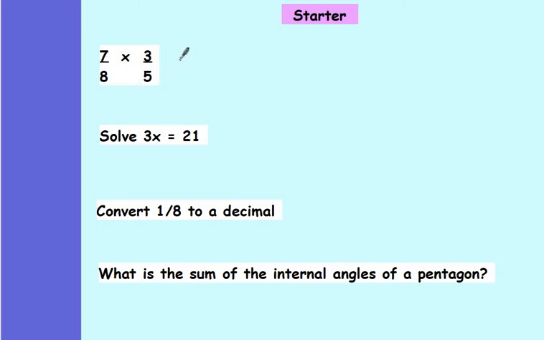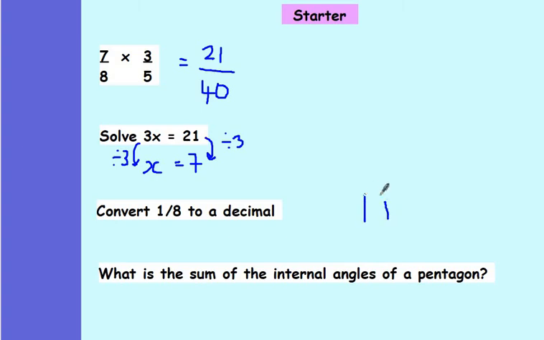Okay, let's go through the answers. So when we're multiplying fractions, we need to multiply the numerators together. 7 times 3 gives me 21. And on the bottom, I've got 8 times 5, which will give me 40. For my second question, I want to find out what x is on its own. So I'm going to divide both sides by 3, which tells me that x is equal to what, Elliot? 7, thanks very much.